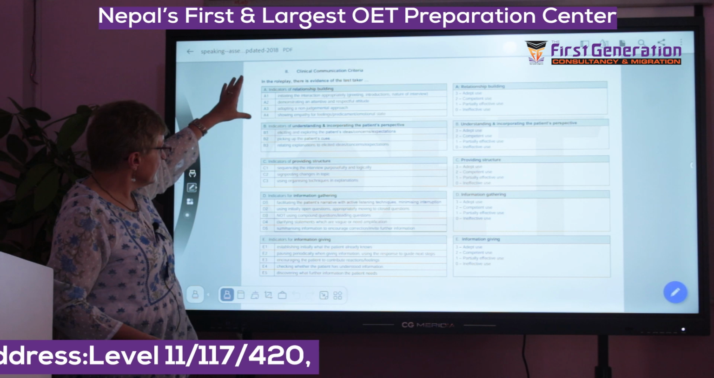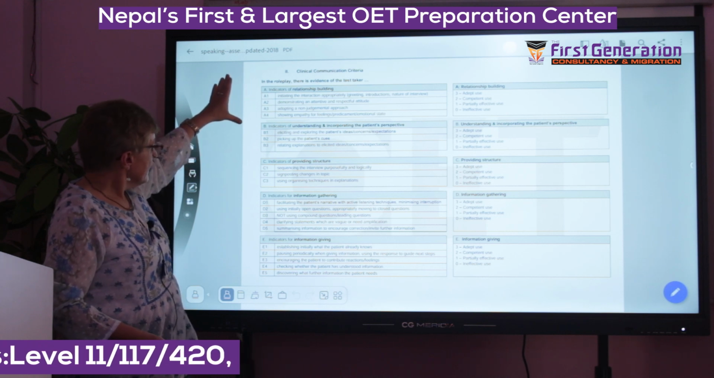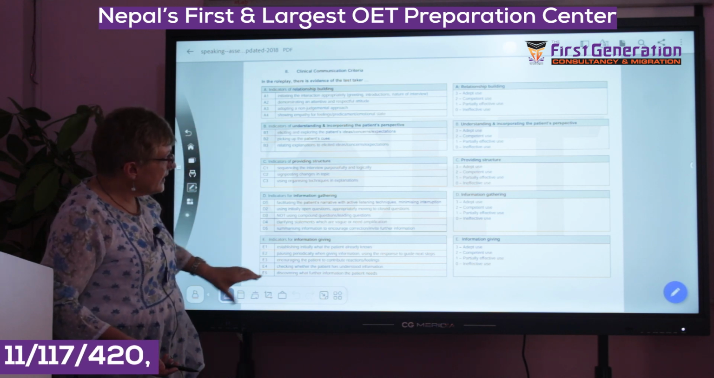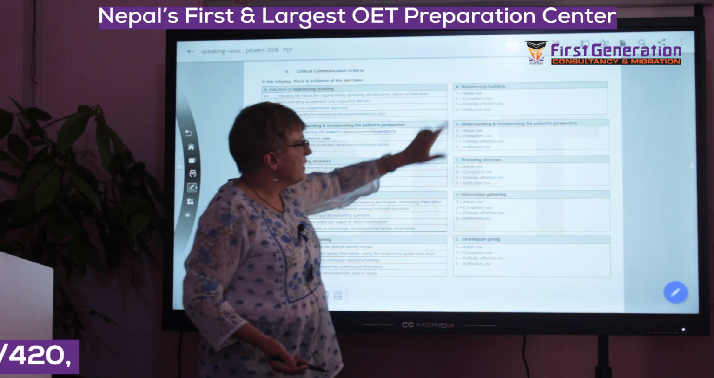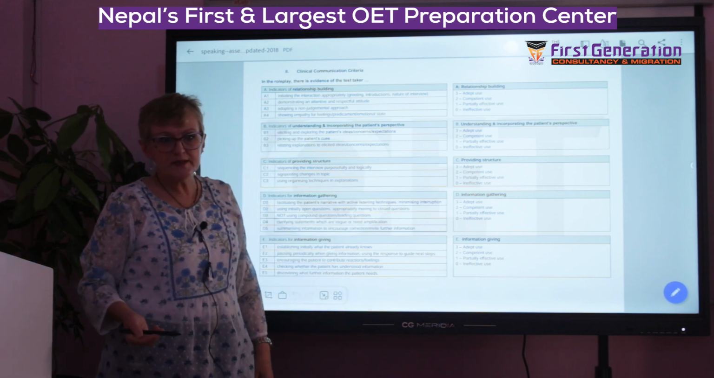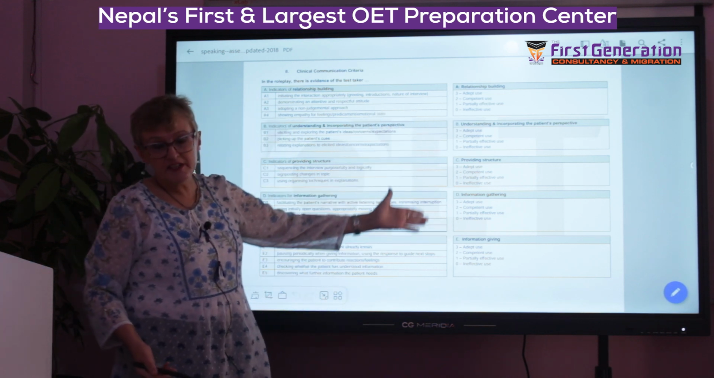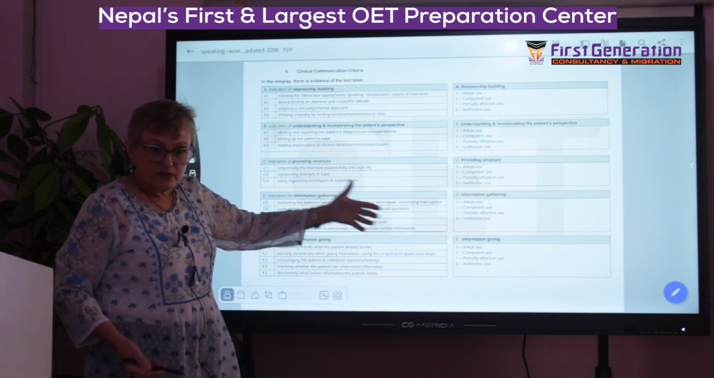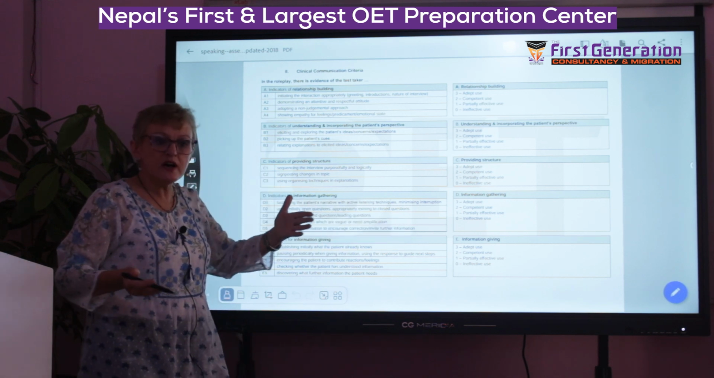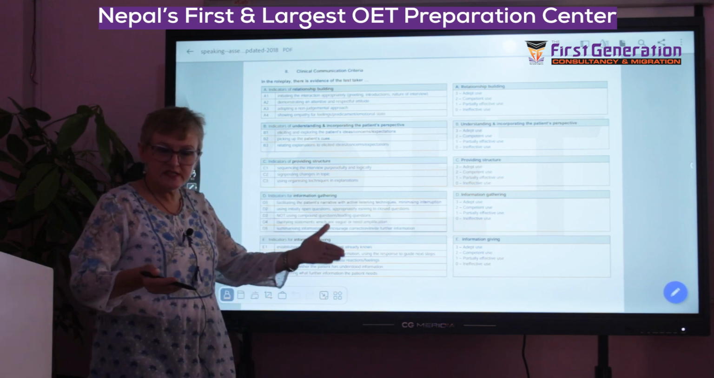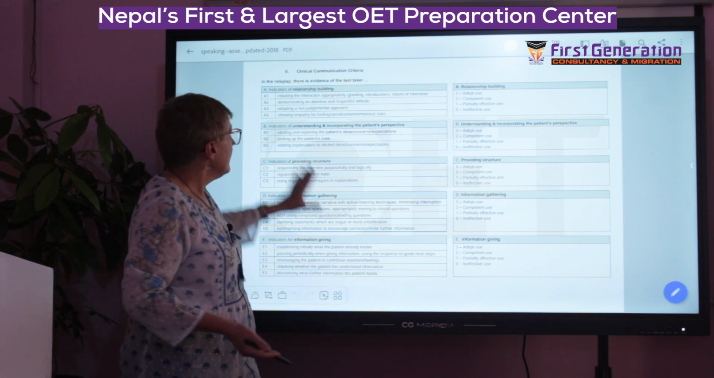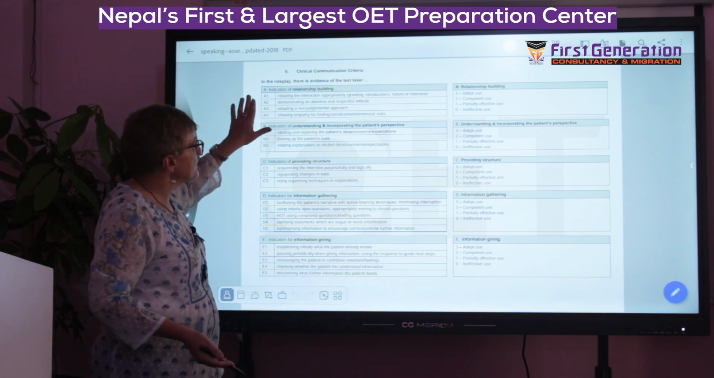But there are 5 different criteria, and the maximum mark for each one will be 3. So that's 3 times 5 is 15 marks. So it's a big chunk of your test, even though the linguistic criteria are far more. This is still very important.